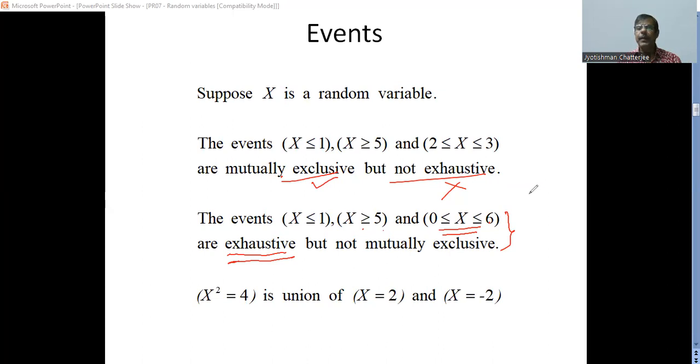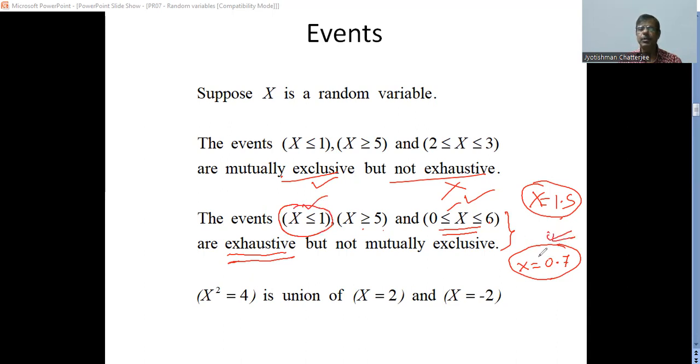Say, for example, if I take X equal to 1.5, then what happens? X equal to 1.5 is covered by this. What happens to, say, X equal to 0.5? That's covered by this one as well as this one. Let me mark those. This particular outcome, capital X equal to 0.5, satisfies this as well as this one.